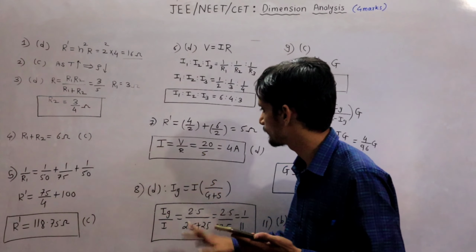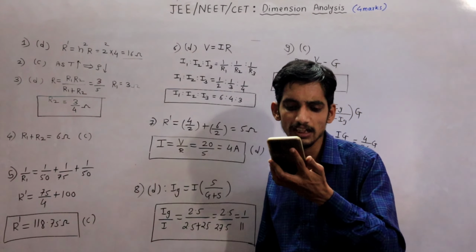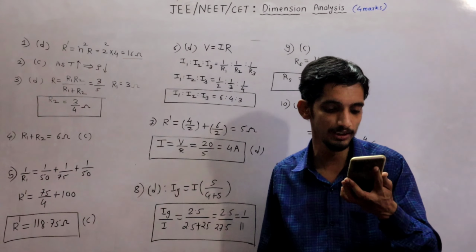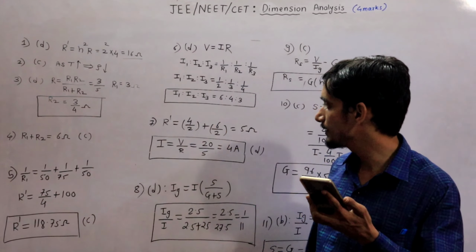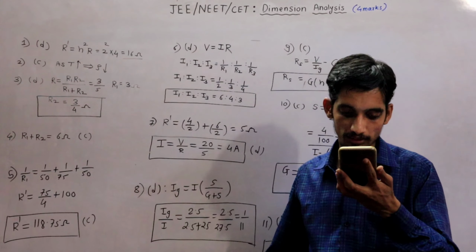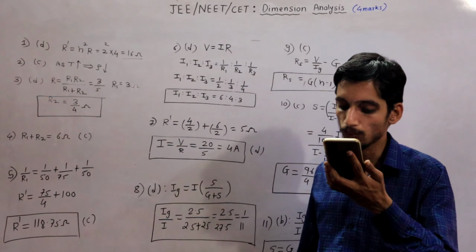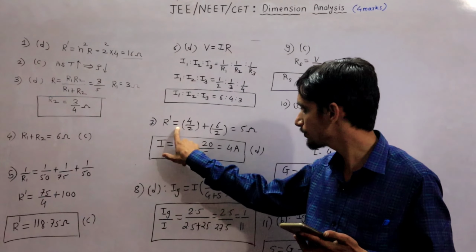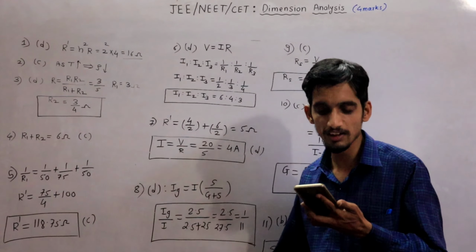Now question number 7. The electric current flowing through the 4 ohm and 6 ohm resistance is, respectively. Now there is a diagram, and in that diagram you have to find out the current. Now 4 ohm and 6 ohm. Here we have to find out the current, so first we will find out the equivalent resistance.